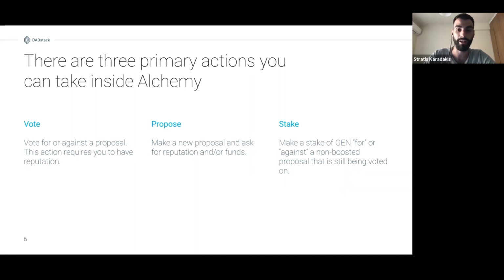And you can also stake, which means that you can make a stake of GEN for or against a non-boosted proposal that is still being voted on, indicating your prediction that this proposal will fail or pass, introducing a prediction mechanism into the whole protocol that makes it easier to sort proposals based on importance. The interesting thing here is that you can propose and stake regardless of whether you have reputation or not, but you can only vote if you have reputation.